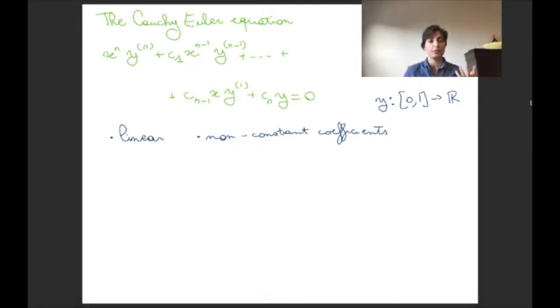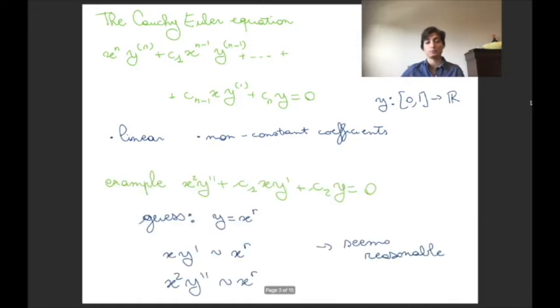This is the shape of the Cauchy Euler equation. It's a general shape. It can be order n. We're assuming y being a function from 0 to 1 to R. And as you see, it's a linear non-constant coefficient ODE, and the coefficients are always a constant term times x at the power of the derivative. So we have the term x at the power n times y at the nth derivative, then a constant times x at the power n minus 1 times the (n minus 1)th derivative of y, and so forth.